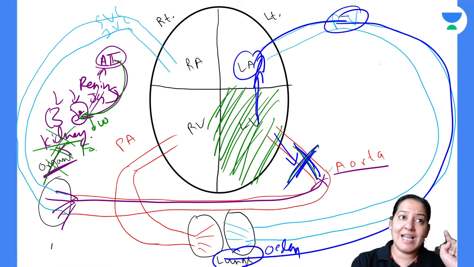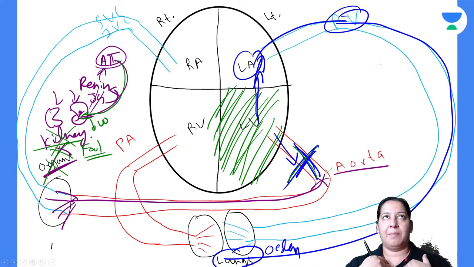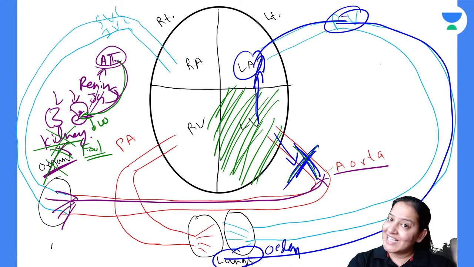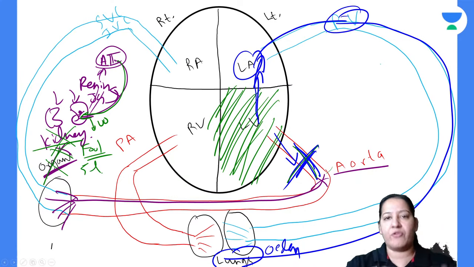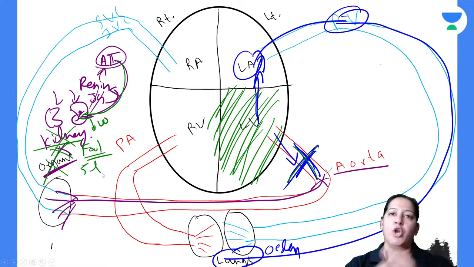Actually, the kidney is wondering why it is not getting blood. So the kidney is thinking there is less blood in the body: instead of 5 liters, there are 3 liters or 2 liters of blood. That's why I am not receiving blood. The heart is not giving blood to me, the aorta is not giving blood to me. So let's increase the volume of the blood.